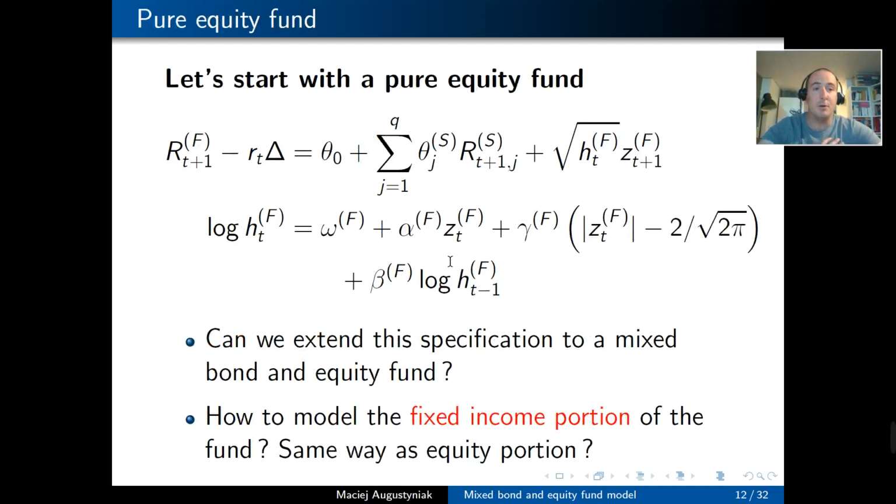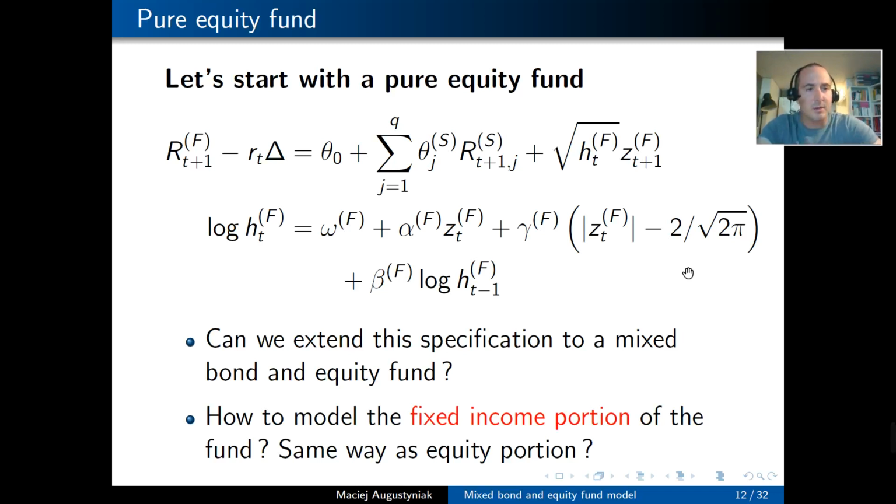Well, let's first start with a pure equity fund. Assume for now that there's no fixed income component. How could we specify the dynamics of the mutual fund? The approach we use relies on a fund mapping regression relationship. We assume that the excess return of the mutual fund is a linear combination of returns of the various equity indices, which is known as a fund mapping relationship, plus some noise term, where again this noise term has a volatility which is driven by an EGARCH equation. So this could be a sound model if the mutual fund was only exposed to equity risk.